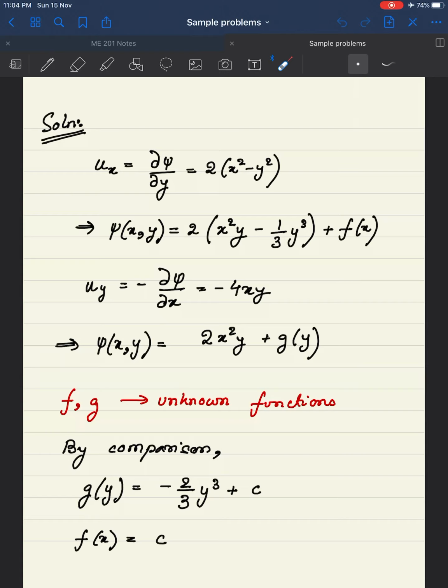Similarly, when you do u_y, which is already known to you, when you integrate psi from this particular equation, you will have a function of y term here, such that both f and g here are unknown functions. So the two integrations lead you to two separate forms, and you can compare these two different forms, and by comparison you can establish that g of y is equal to minus 2/3 y cube plus some constant, and this constant is devoid of x or y. So this is a general constant. Similarly, by comparison, you can easily determine that f of x is equal to another constant.